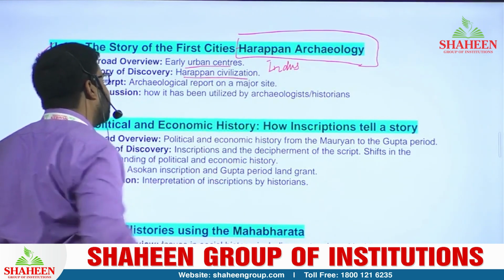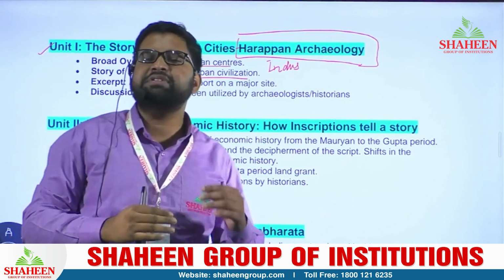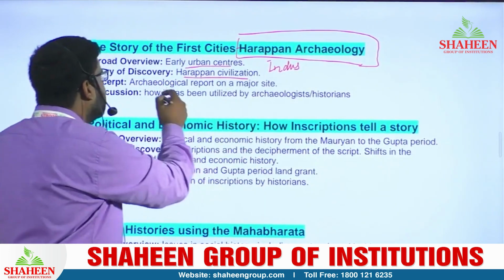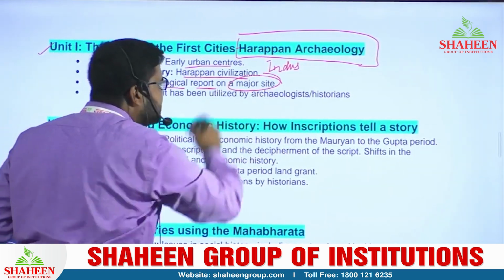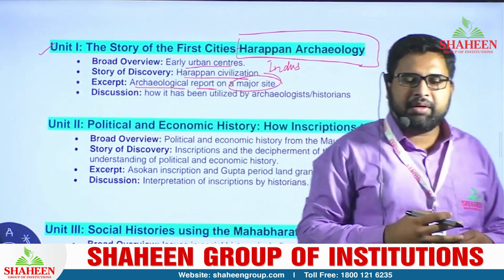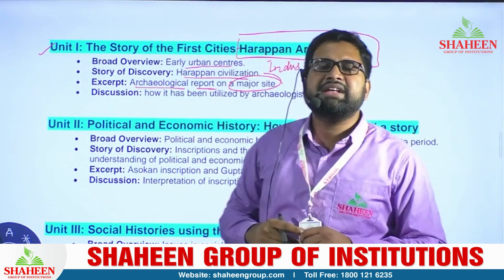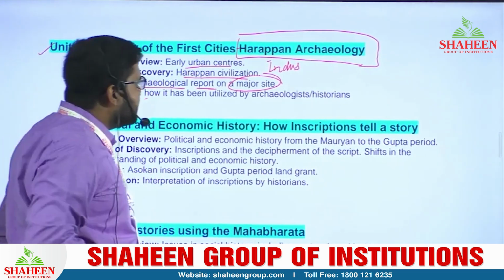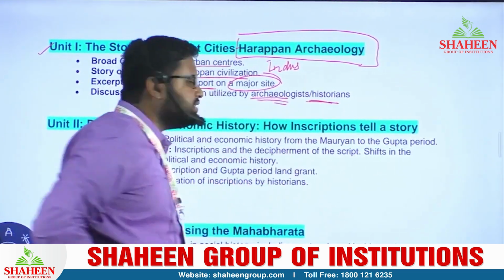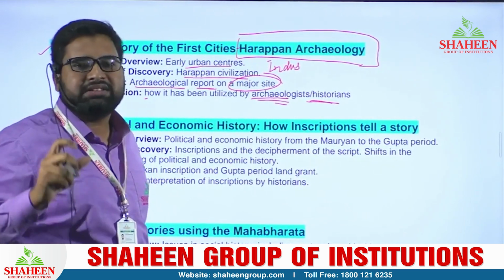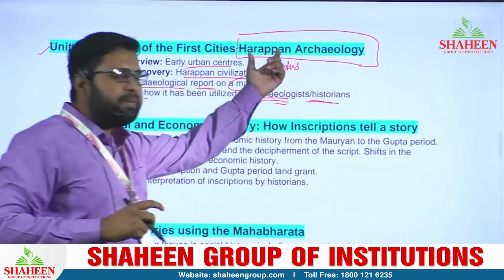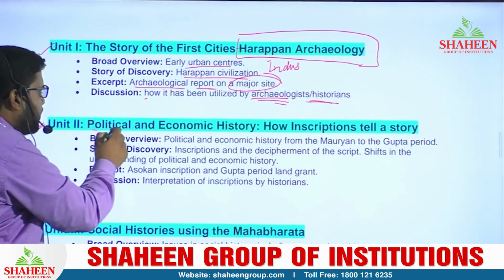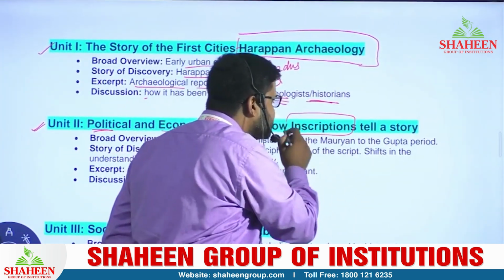We will see the Harappan civilization and its different names, how the Harappan civilization was discovered, and what the process was. All those things we will cover in detail. Also, we will see the archaeological reports on the major sites like Harappa, Mohenjo-daro, Kalibangan, Lothal, and a lot of other sites which we will discuss in our lectures. We will see how historians and archaeologists use these sources to construct the history of the Harappan civilization. All these things will be discussed in our lectures. Unit 2 will cover political and economic history, and how inscriptions tell a story.